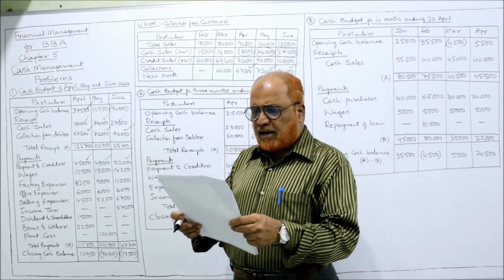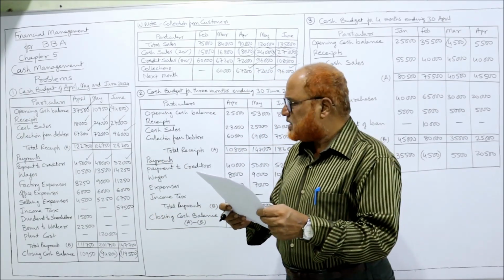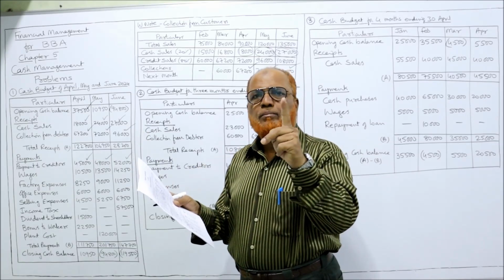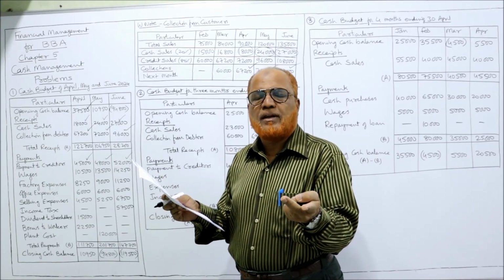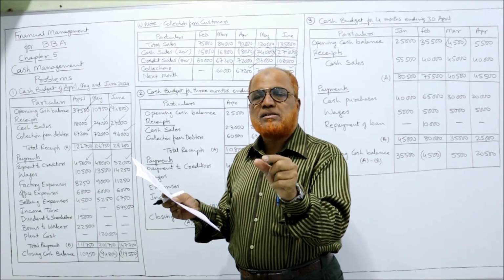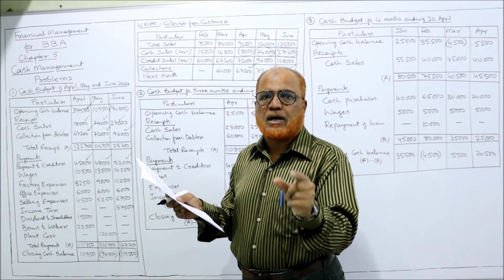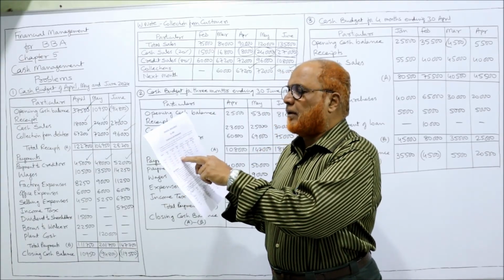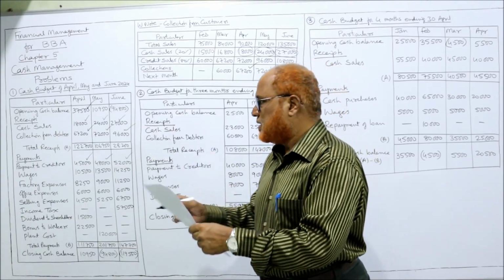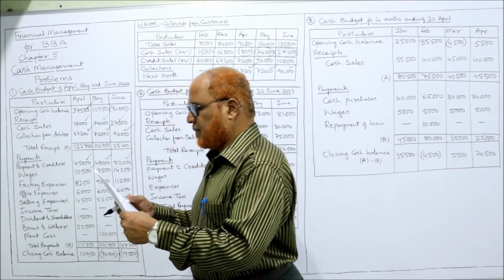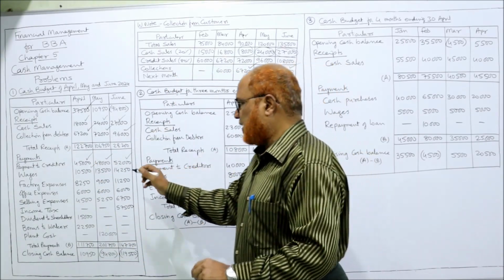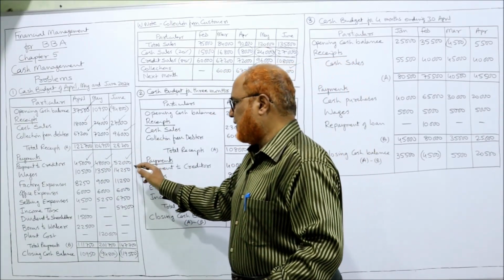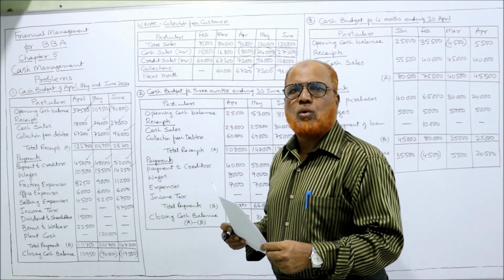Now wages. Regarding wages, nothing is given. Only expenses have 1 month delay. But for wages, nothing is given. So whatever wages in the corresponding month, the same we will take. How much are the wages for April? 10,500. Same 10,500 I have taken. Next one is 13,500. 13,500. Next one 14,250. 14,000. Wages over.